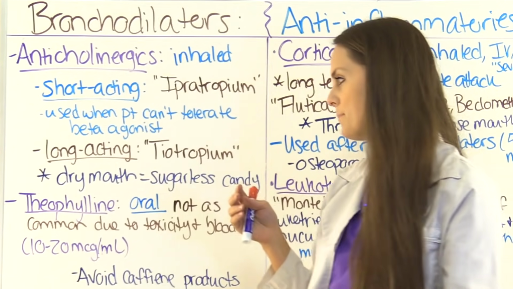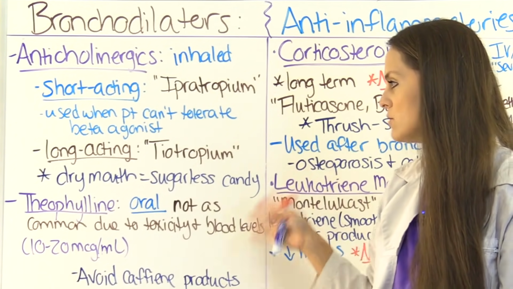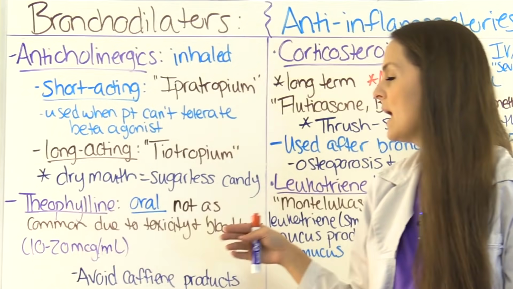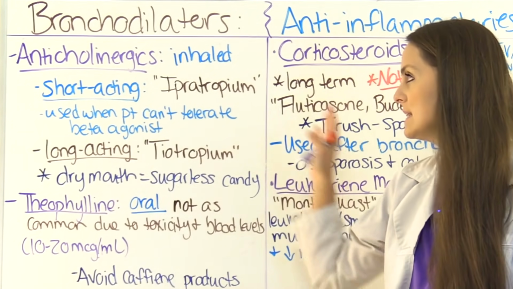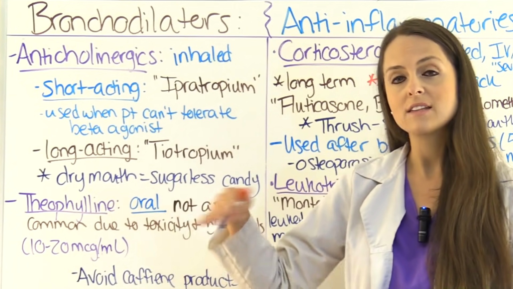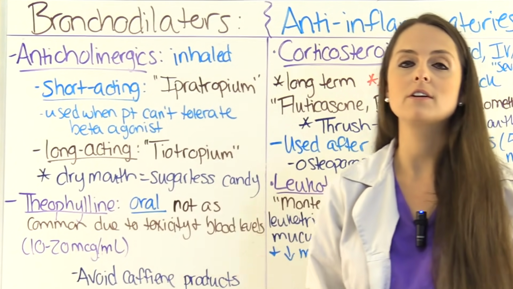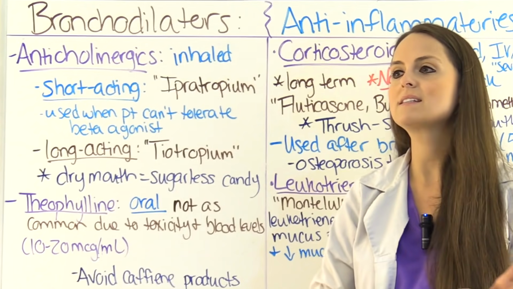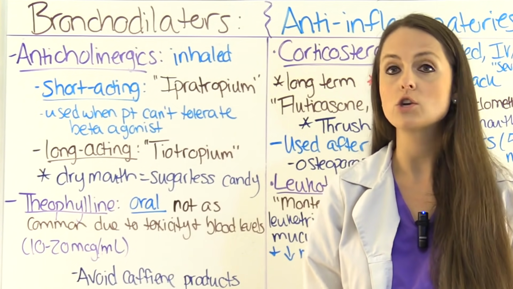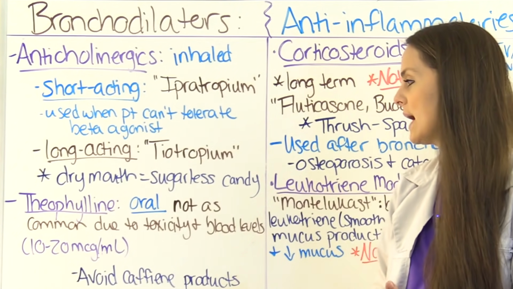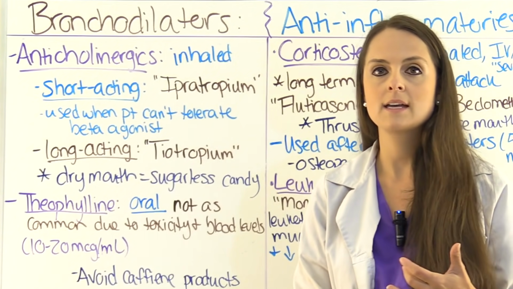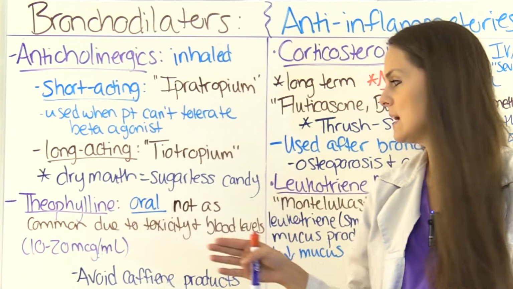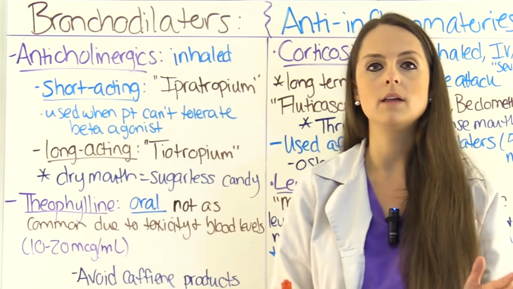Then we have a drug called theophylline, and this is a pill. It's oral, and this drug is not used as much as those other ones. It's not one of the first-line treatments, but I want to go over it because in the hospital you will encounter some patients who take this medication. You want to be familiar with it. It's not prescribed as much because there are issues with toxicity, and you have to maintain constant blood levels.